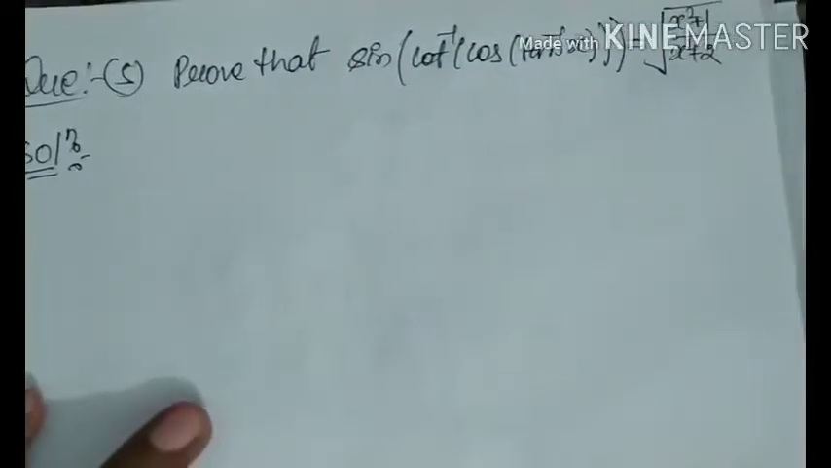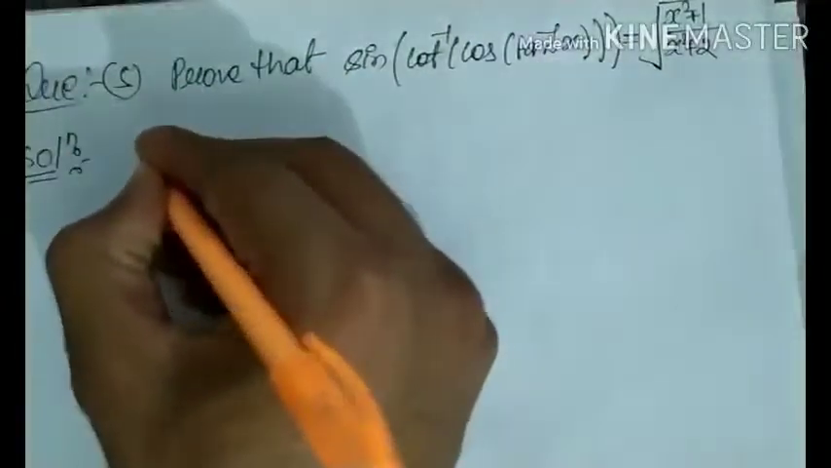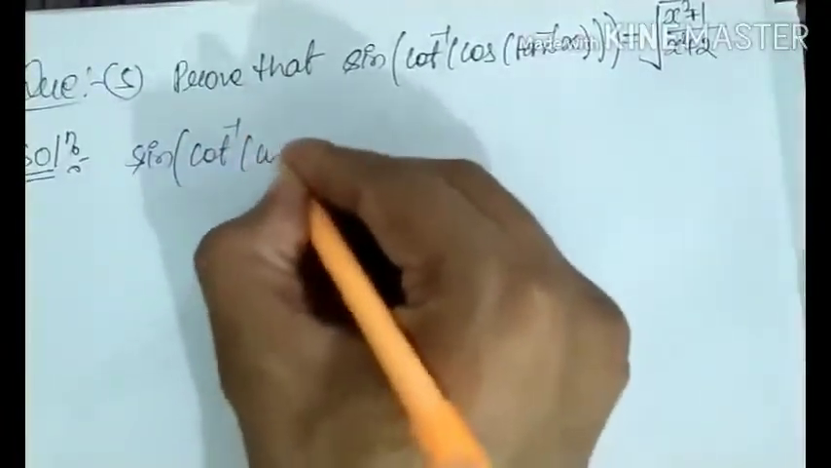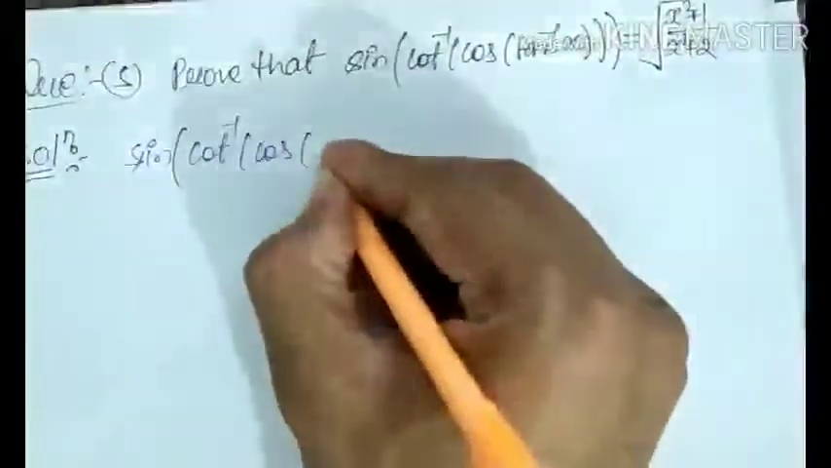Question number 5. Prove that sin of cot inverse cos of tan inverse x is equal to root over (x square plus 1) upon (x square plus 2). Okay, now let's do it. Sin of cot inverse cos of tan inverse x.